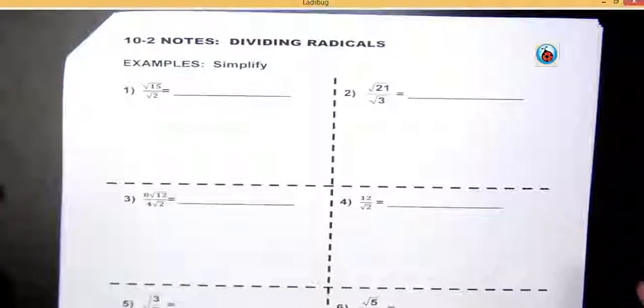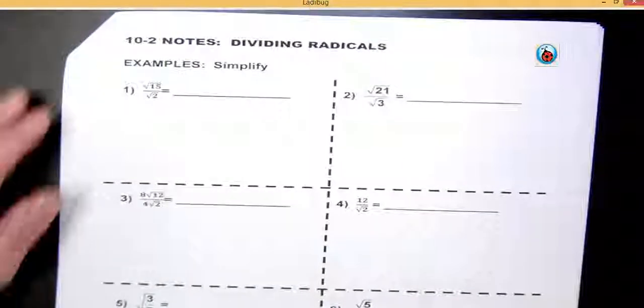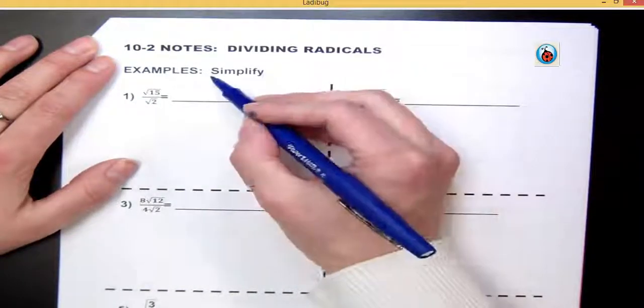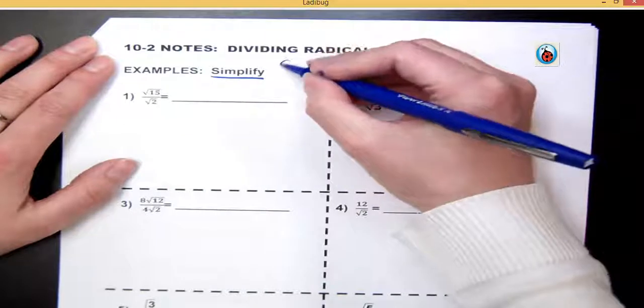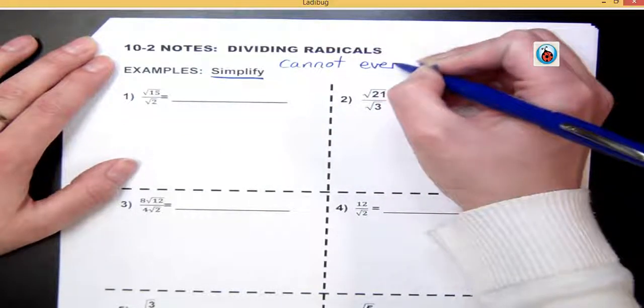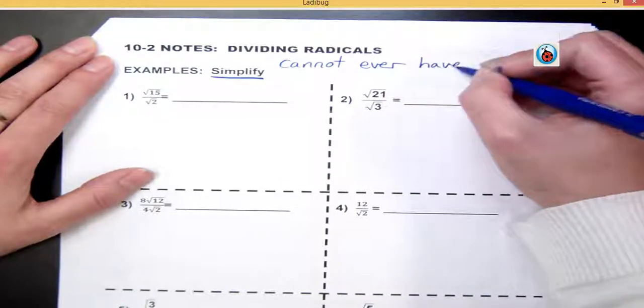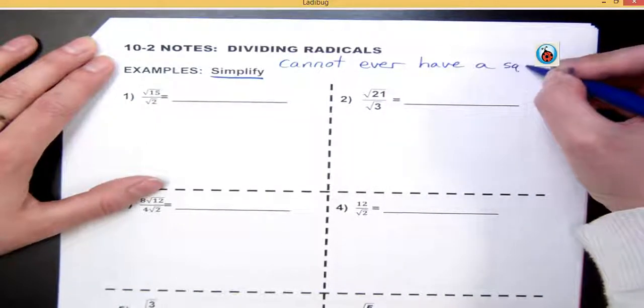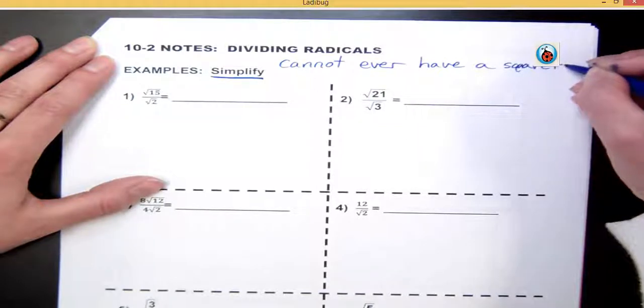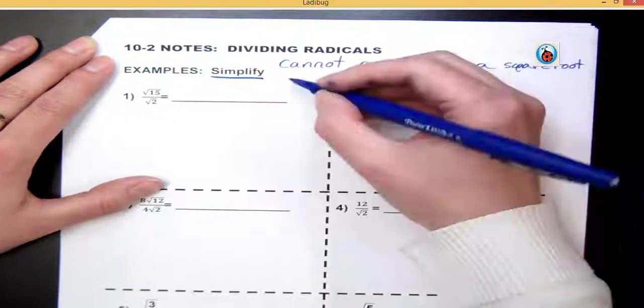Okay, our notes 10 to 2 are nice and short, just this one page of 6 problems. And so the important thing to note when we're dividing radicals and simplifying is that you can never have a square root in the denominator.